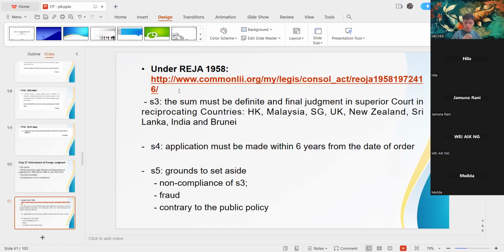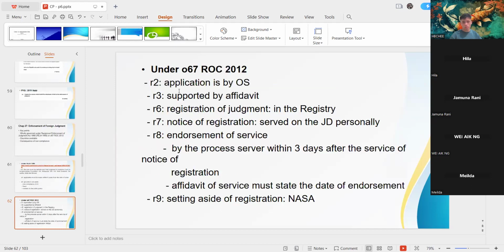What are the grounds? First thing is non-compliance of Section 3. Second thing is fraud. The third thing is contrary to public policy. Similarly, under Order 67, you will see the application is by way of OS for enforcing the foreign judgment, and then it must be supported by affidavit.